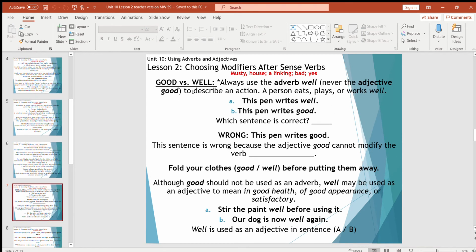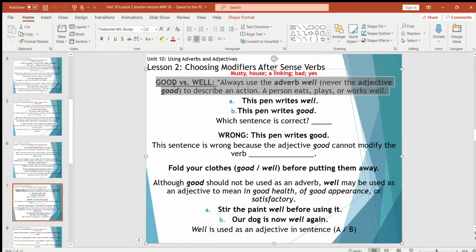Alright, now good and well. Everyone always messes up good and well. Circle, star, highlight. Always use the adverb well, never the adjective good, to describe an action. Okay? Well is an adverb, good is an adjective. A person will eat well, play well, work well, live well, sing well, die well. They do things well.